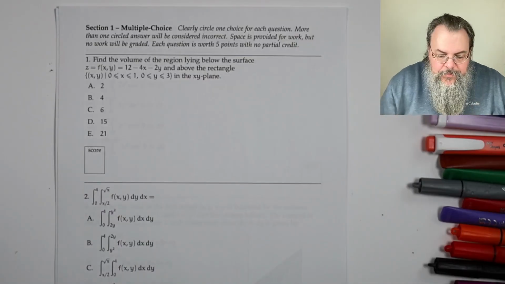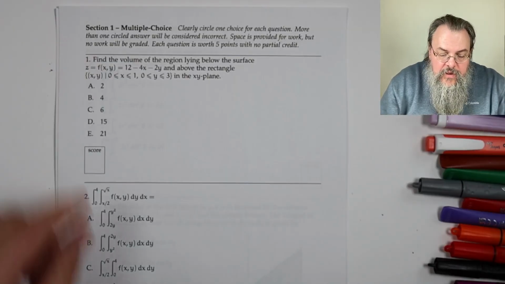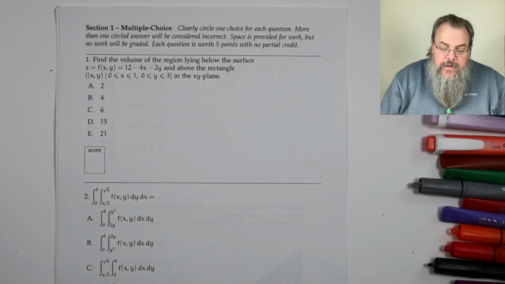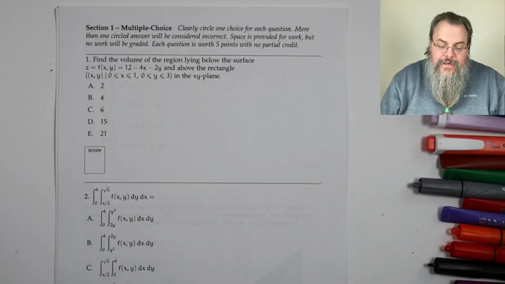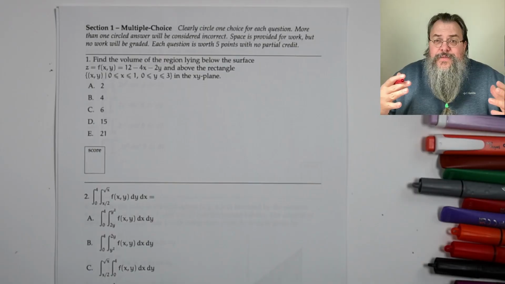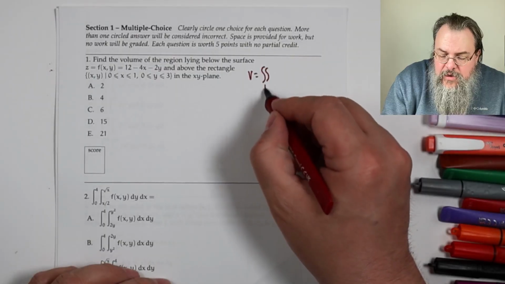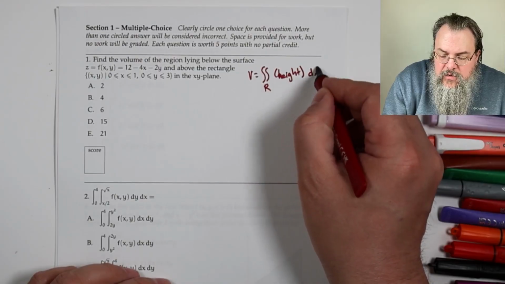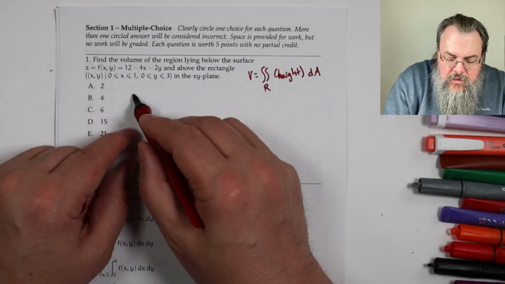Number 1. Find the volume of the region lying below the surface, z equals f of x, y equals 12 minus 4x minus 2y, and above the rectangle, x goes 0 to 1, y goes 0 to 3. Now, we can try to argue this geometrically, but look, it's volume. And how do you find volume? Well, you integrate over your region, your height. That certainly does it. And what's our region? It's a nice square.